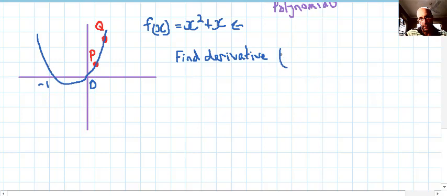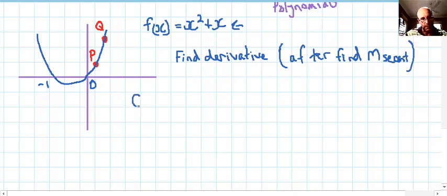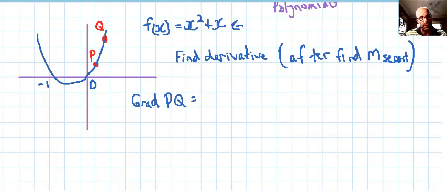Okay, after finding the gradient of the secant, that should be familiar. Okay, gradient of the secant. Alright, so gradient of the secant, gradient of PQ. Same process, but I guess we better locate the points first of all. That would be handy. So for P we've got x and x squared plus x.